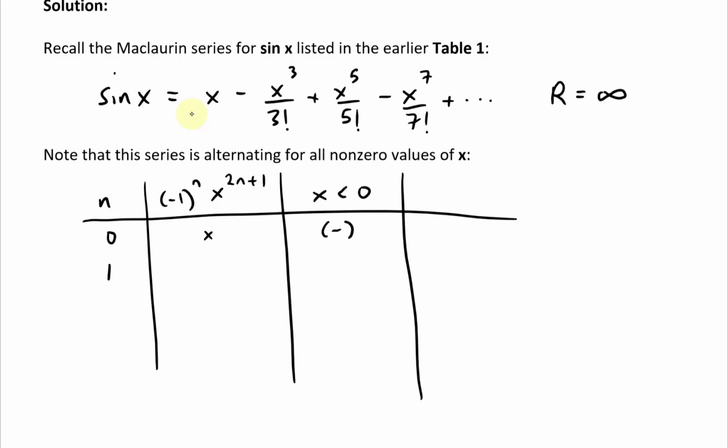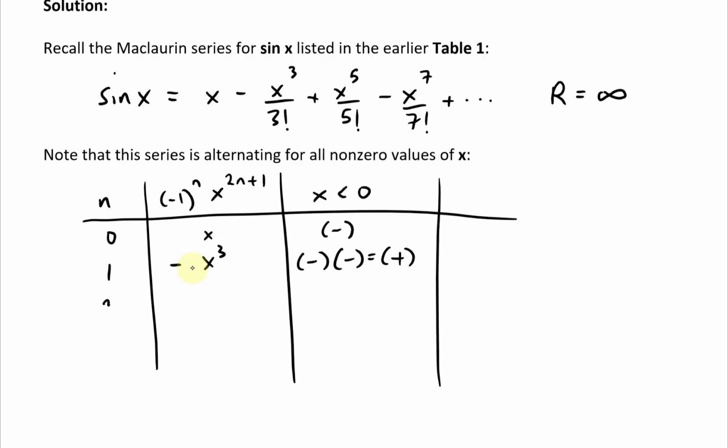The next one is when n is 1. We have negative 1 to the power of 1, which is negative, then x to the power of 2 times 1 plus 1, which is 3. And when x is less than 0, we have negative times negative equals positive. So notice the alternating there. It's going to be positive, like that.